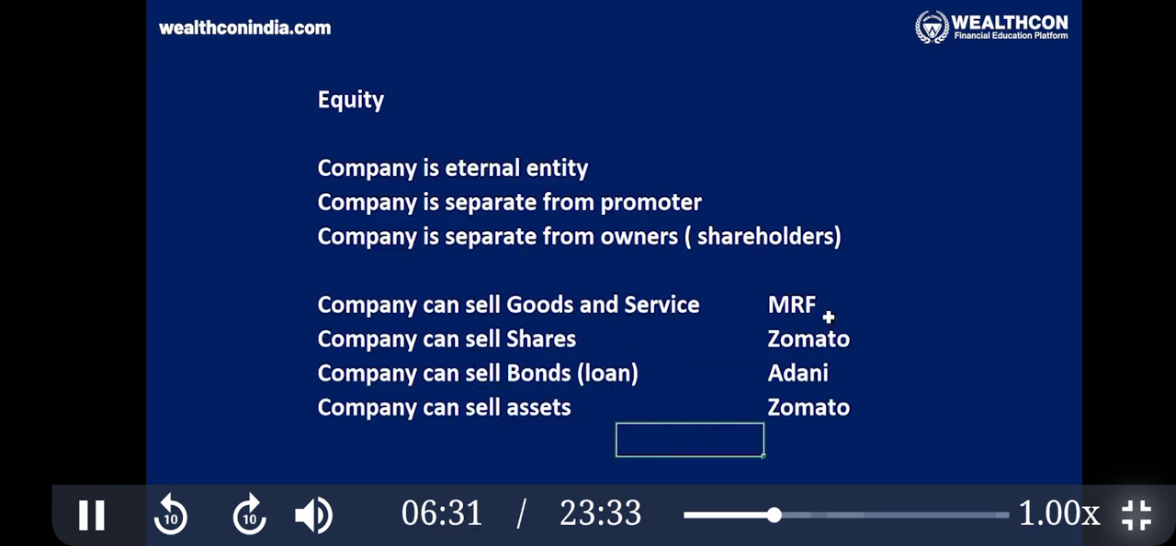Now I'll give you an example. MRF sells goods and services. They don't sell shares; whatever they sold at the beginning, thereafter they have not sold fresh shares. But there are companies that keep selling shares every year, for example Reliance and Zomato. So even if they are not getting profit, they can get money from the cash flow from selling shares. Some companies prefer to sell bonds and loans.